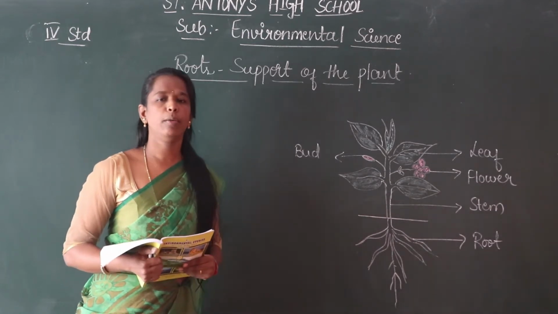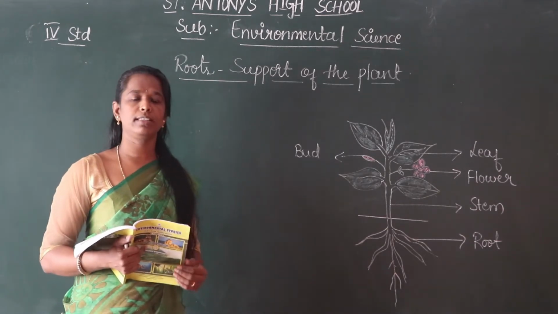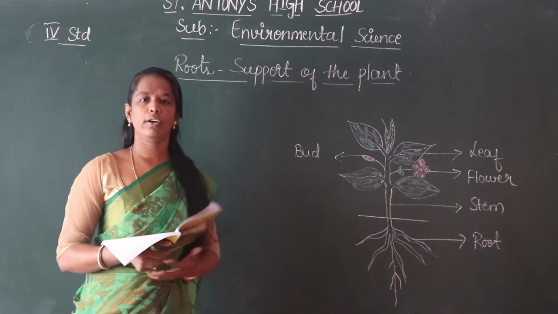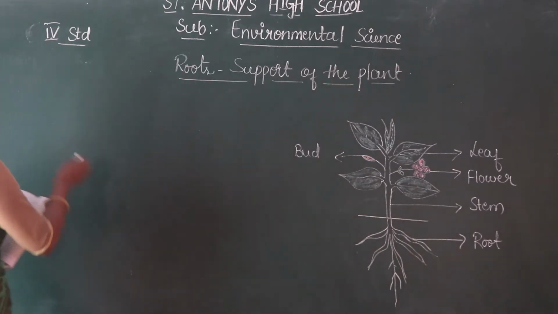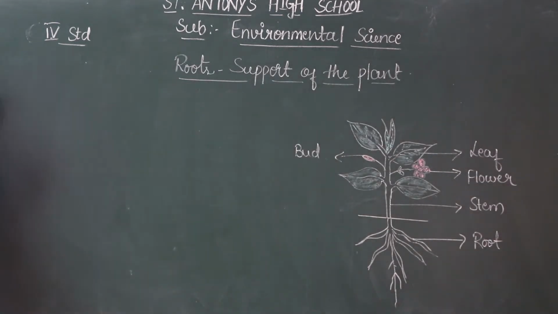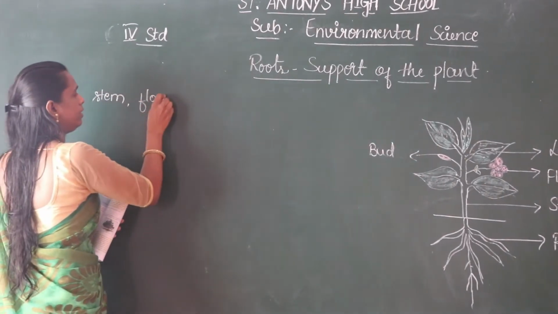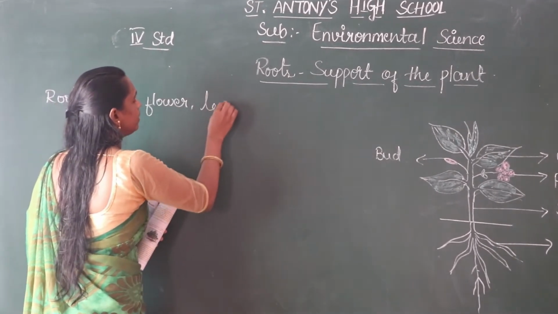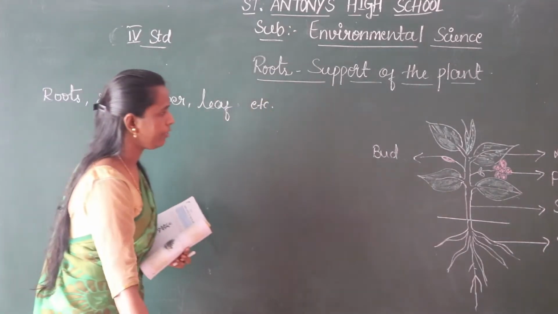Okay, children. You know the plant. The plant has many parts. You know the parts. You are already learning in your previous classes. What are the parts of the plant? Roots, stem, flower, leaf, etc. Is it right? See, I will show on the figure.